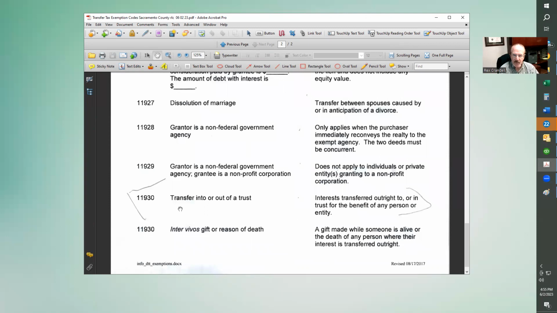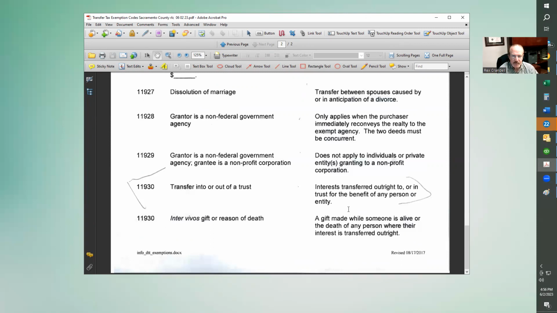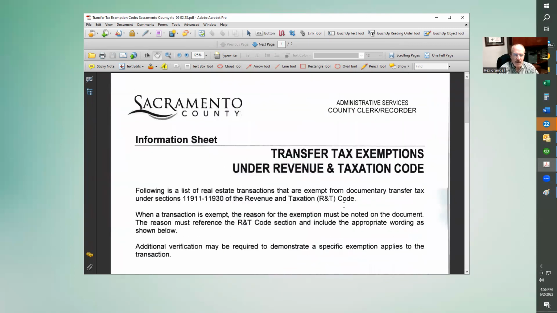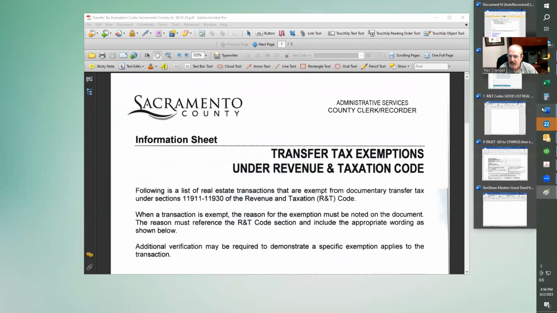And the one that we're talking about today was the 11930 that goes into or out of a revocable living trust. So you need to put these on the upper part of the deed because without them, what happens is that the county will put a lot of taxes on it, transfer taxes, that can be avoided.